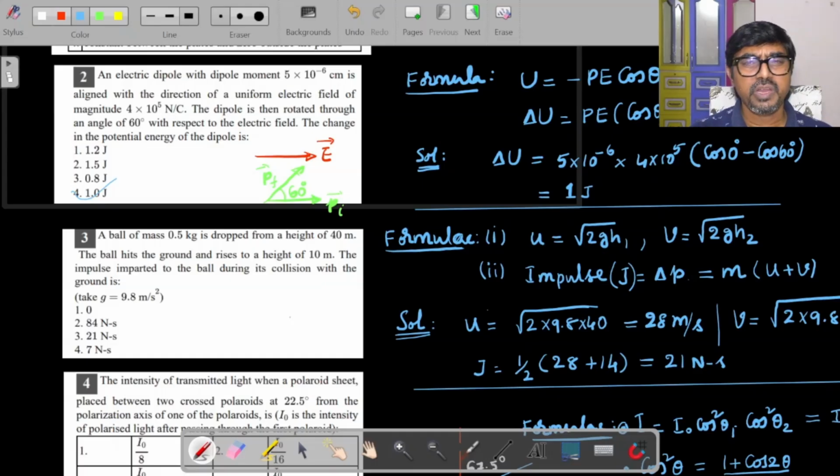But anyway, this formula is very famous: v equals root 2gh. When a body falls from a height of 40 meters, its velocity is going to be root 2gh1. Right, h1 is 40. After that, it rises to 10 meters only, not 40, because of loss of energy during collision. The collision is not elastic. It's able to reach only up to h2 equal to 10 meters. So now velocity is going to be root 2gh2 just after collision. Just before collision root 2gh1, just after collision root 2gh2.